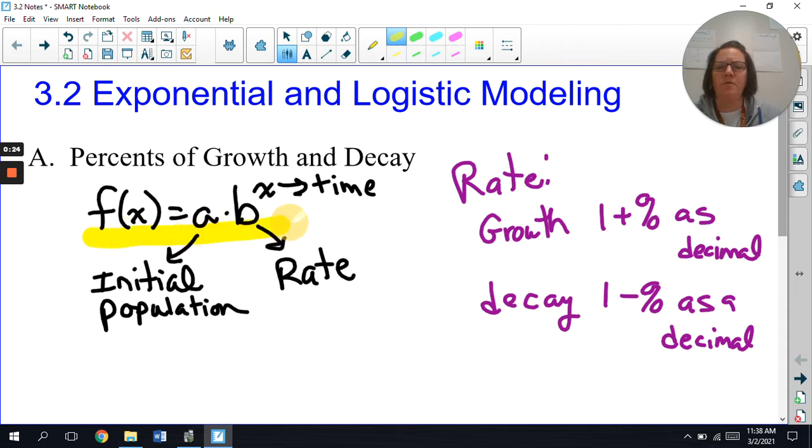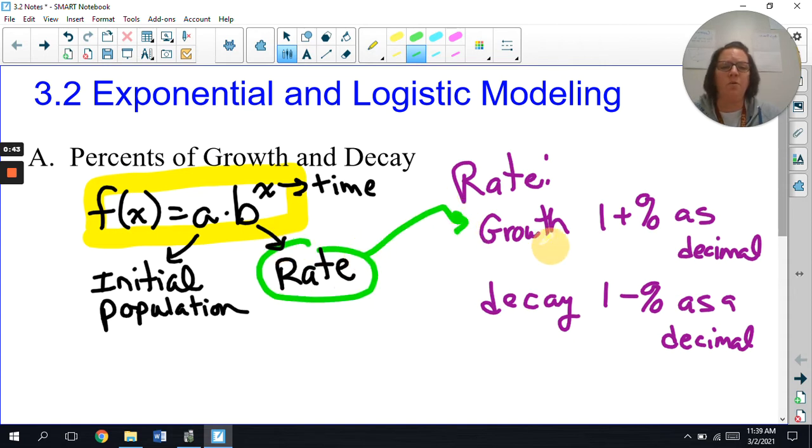Here is your general formula. When we're looking at this general formula, A is our initial population, B is our rate, and X is usually time. So now, just so you know, connect the two. When you're trying to find rate, this is how you do it.